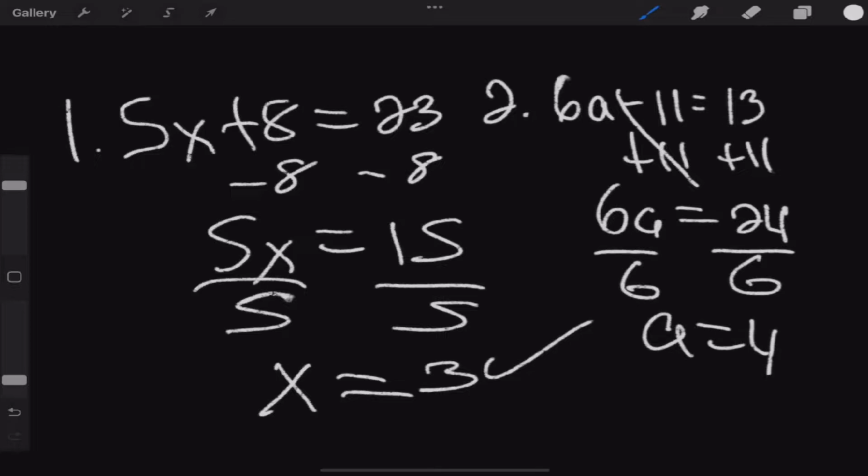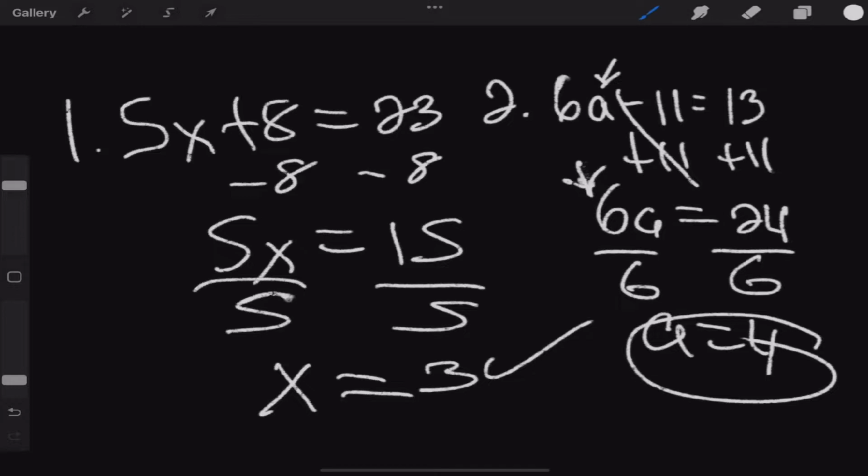Division property of equality. Same thing as over here, where we divide by this number that's right here so that we can get this variable by itself. So when we divide both sides by 6, keeping it equal, we get a equals 4. And if we plug it back in up here, we have 6 times 4 is 24. Minus 11, that is 13. So there you go. That's pretty much all you need to know about these properties.